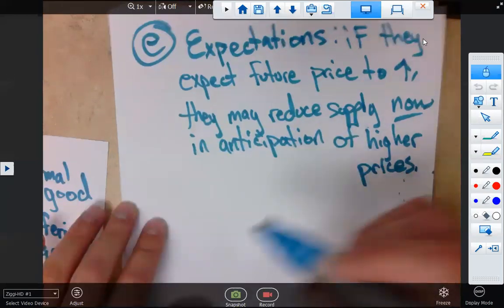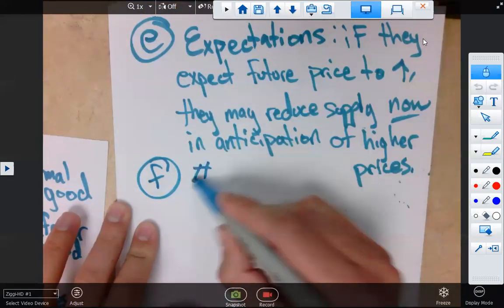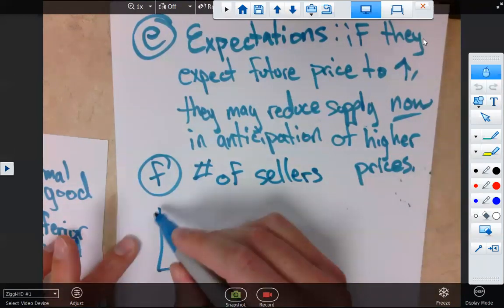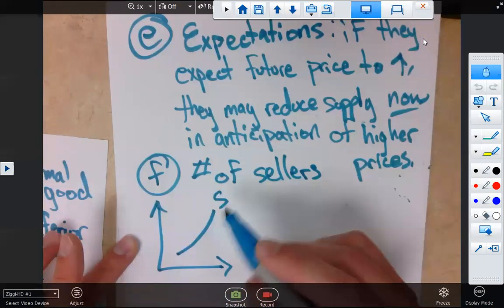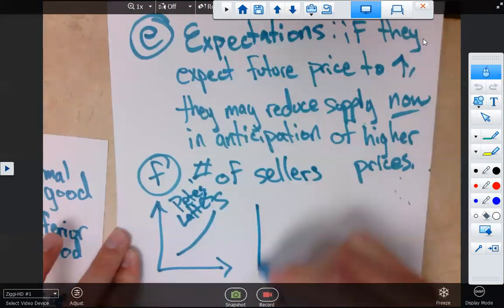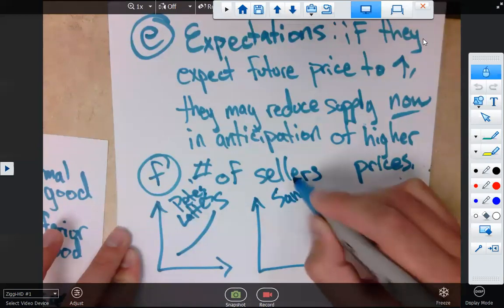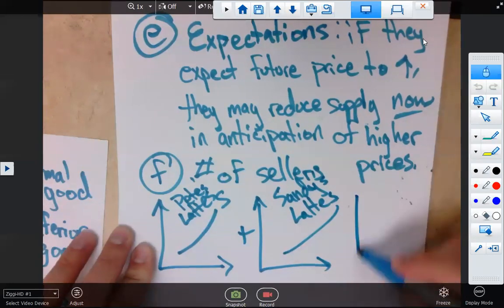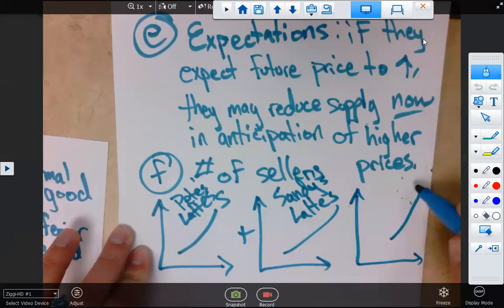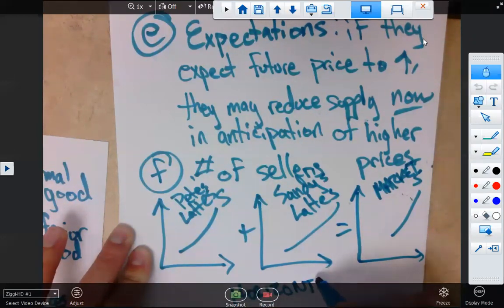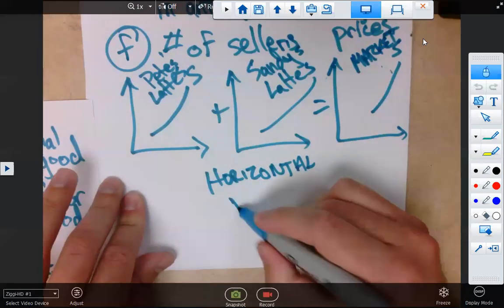And then the last one is pretty easy. It's the number of sellers. So again, this would be Pete's lattes. This would be Sandy's lattes. If we add them up, we get the market supply curve for lattes. It's the same kind of horizontal summation as with the demand curves.